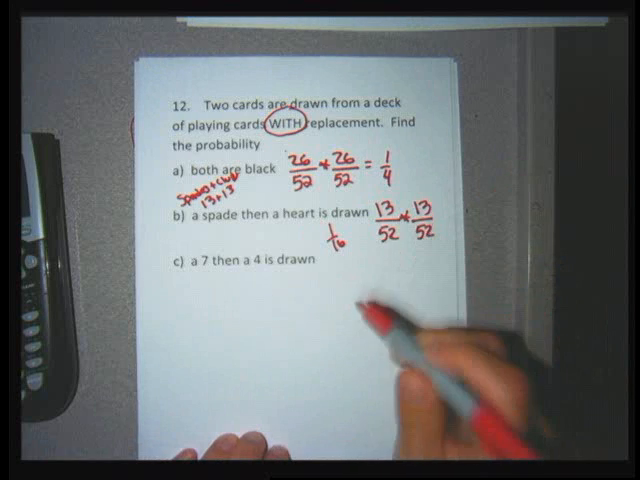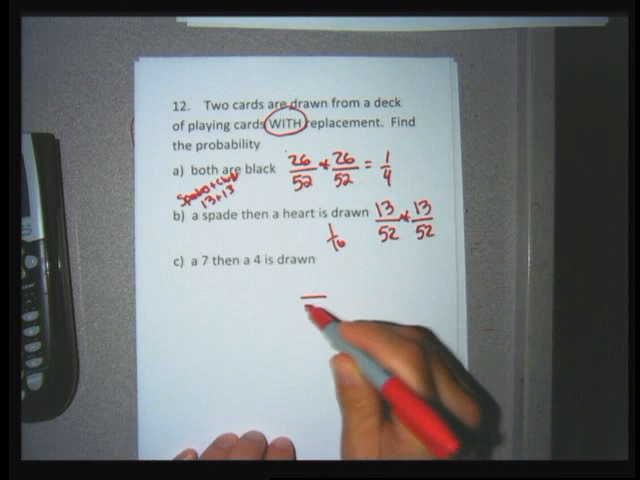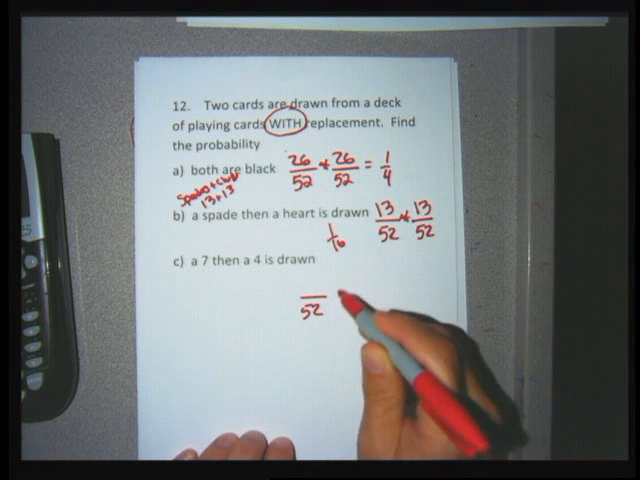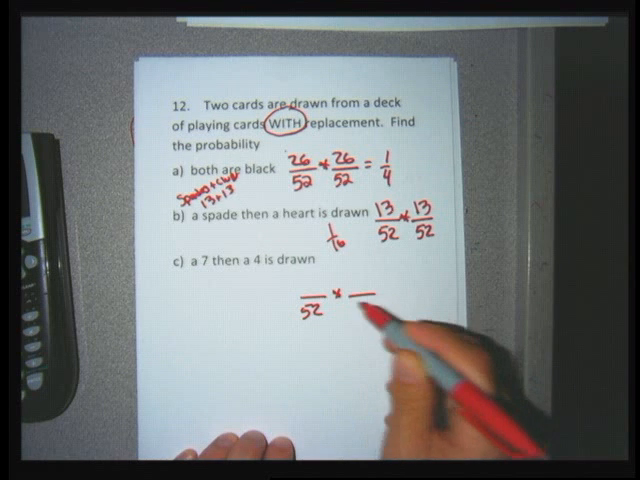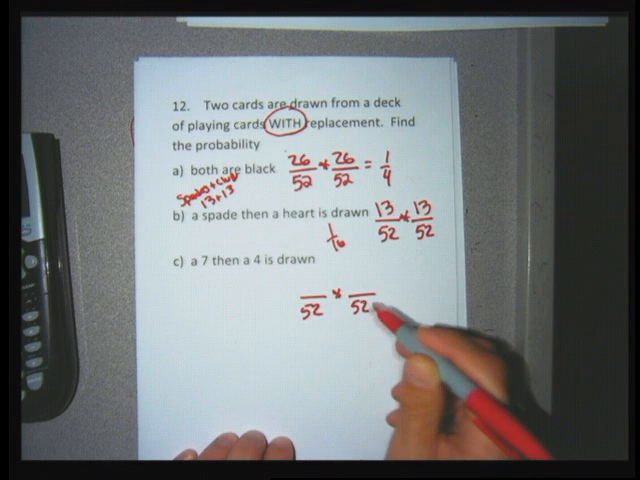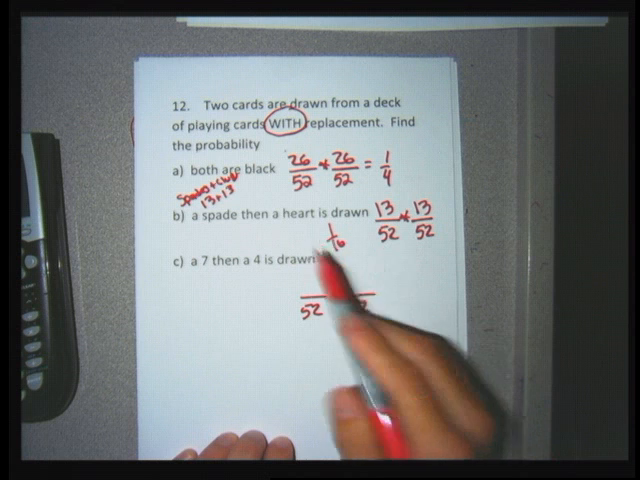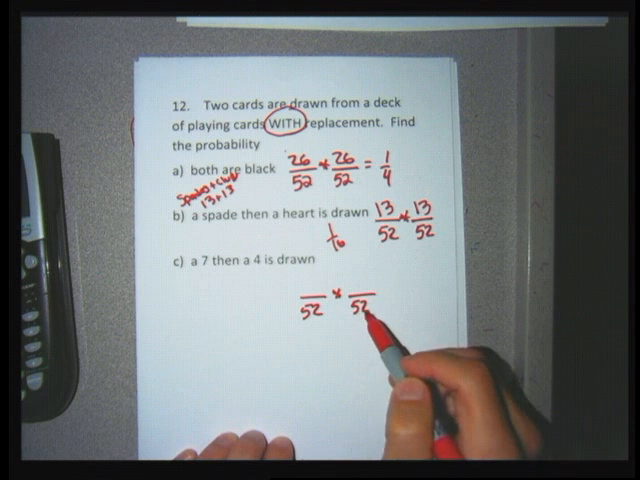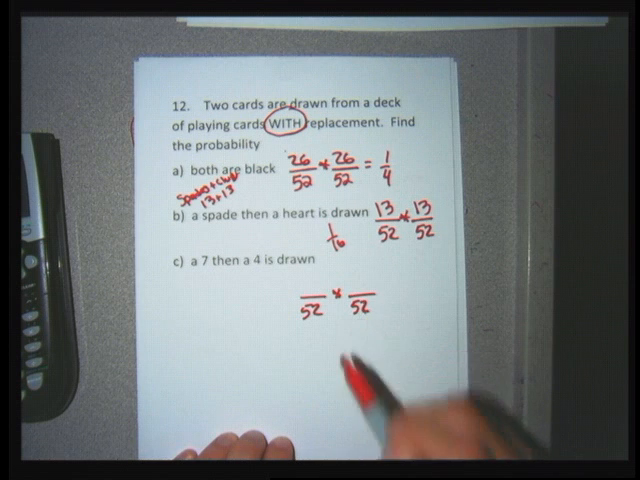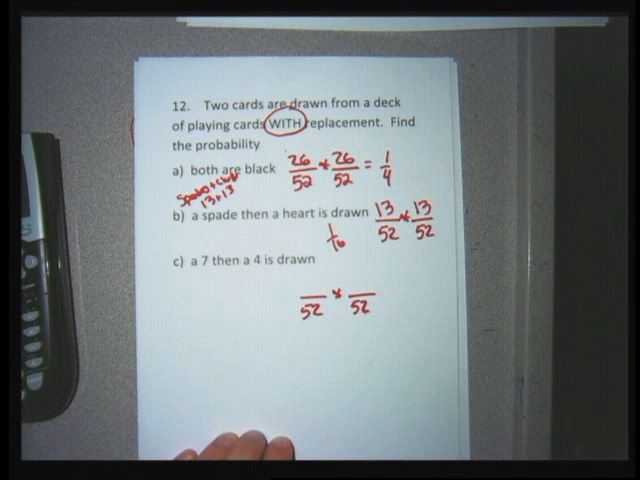Part C is a 7, then a 4. So I'm going to form two fractions. The first fraction is going to be the probability of picking a 7. The second fraction is the probability of picking a 4. If the word was without replacement, the second denominator would be 51, but the word with replacement gives me 52 cards to choose from each time.